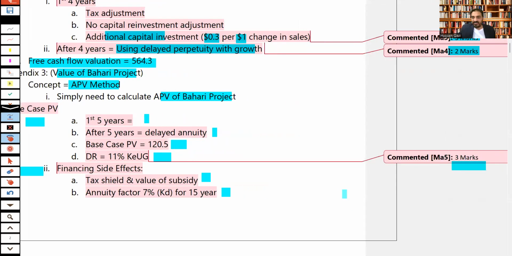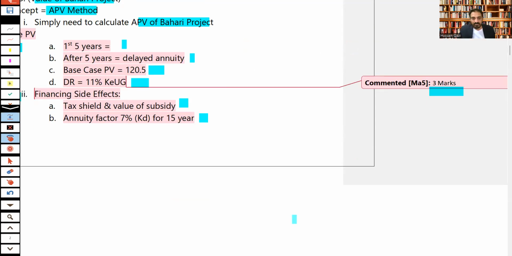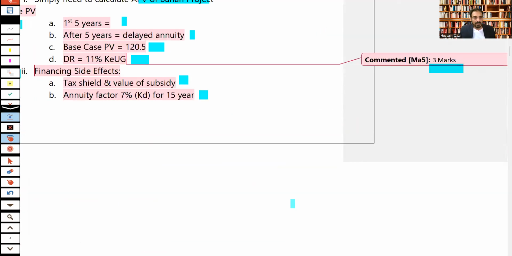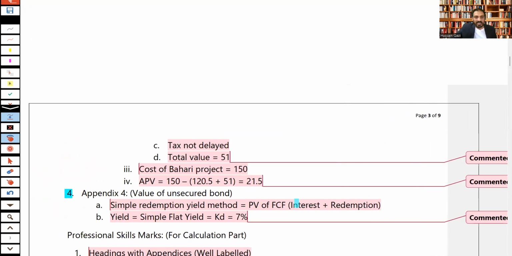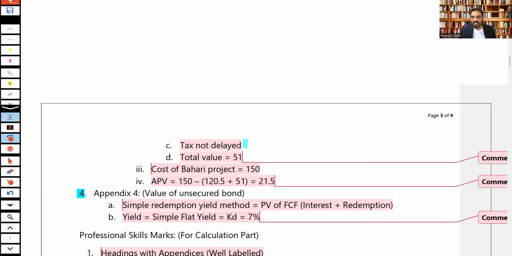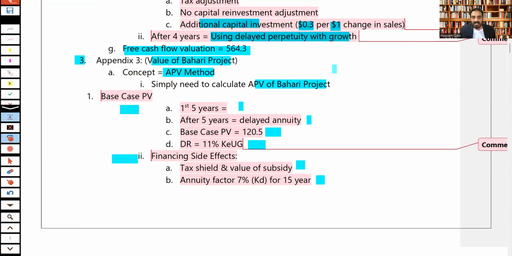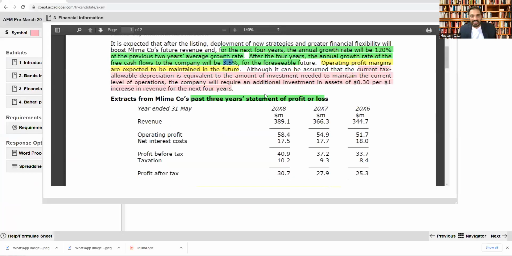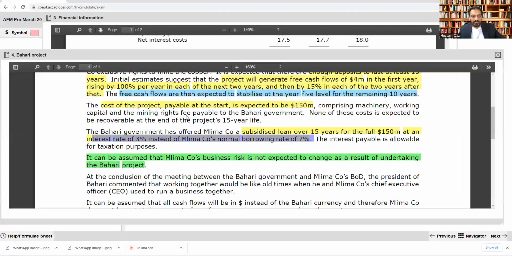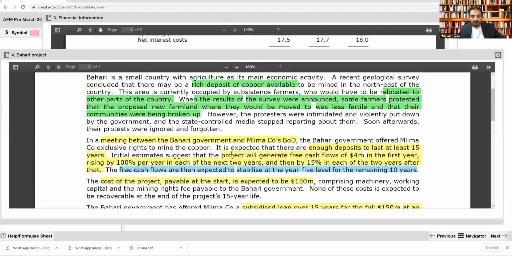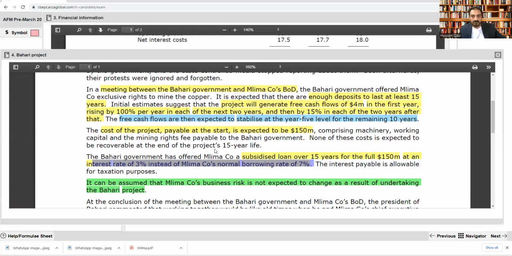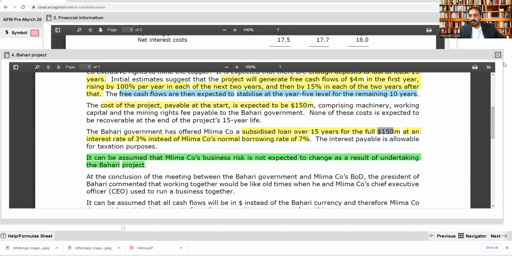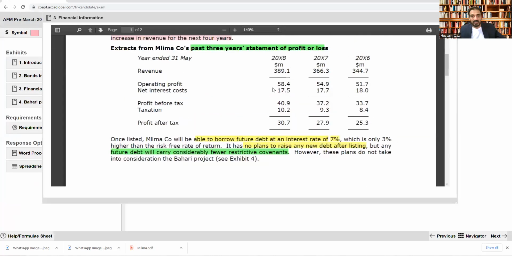The financing side effects having the marks of, okay, one by one. Be careful, for financing side effects, tax are not delayed, and total value is 51. Do remember that the project having the investment of $150 million. Very important, 150 million.